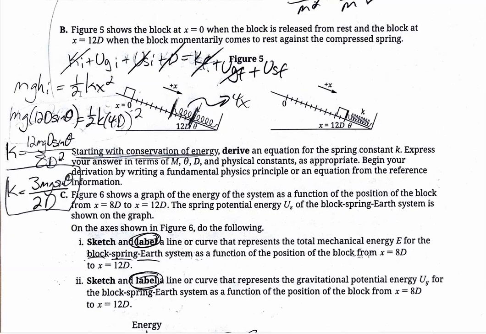I have mgh equals 1/2 kx squared. I had originally mg, the height would be 12d sine theta. We don't know what theta is. That's fine. And then I did 1/2 kx squared. So my answer originally had x squared. However, originally the spring is at 8d and it compresses to 12d, so it compresses a distance 4d. You needed to sub that in for x, and you can see I did it, but originally I did not. All right, so I'm not perfect, but I'm good with that.